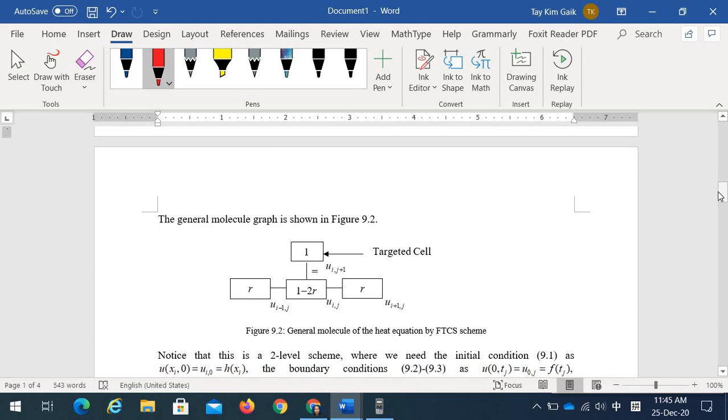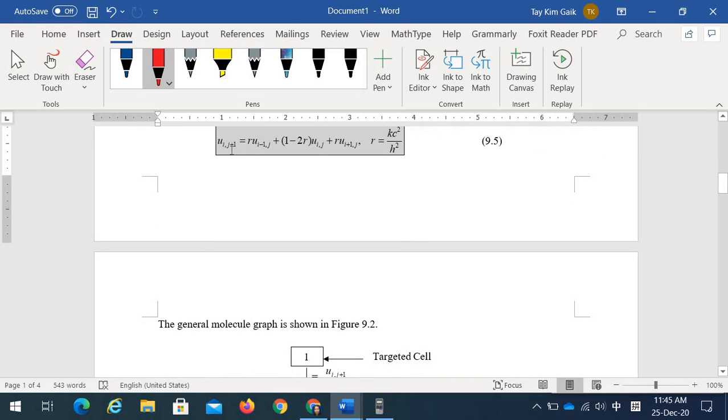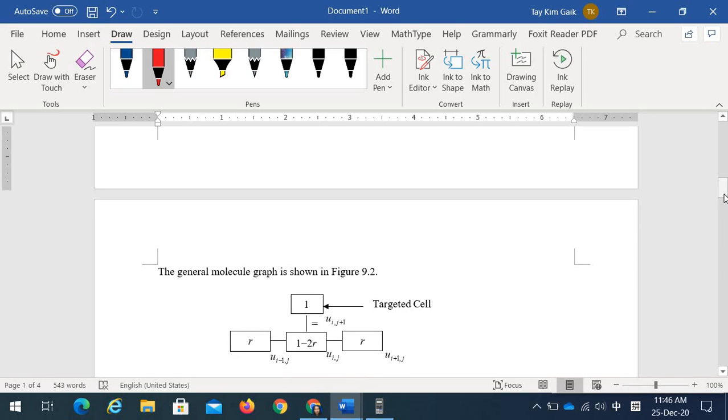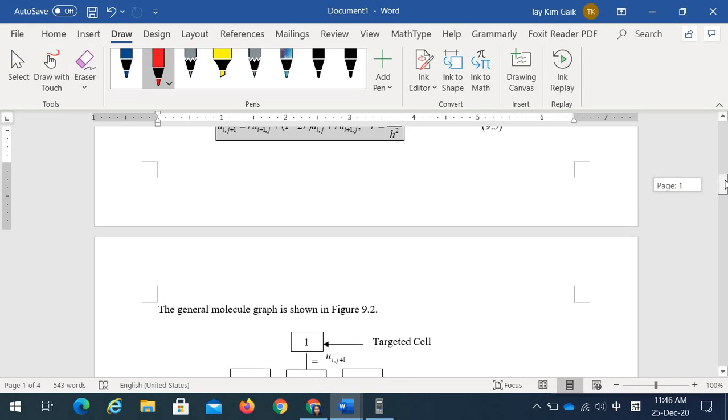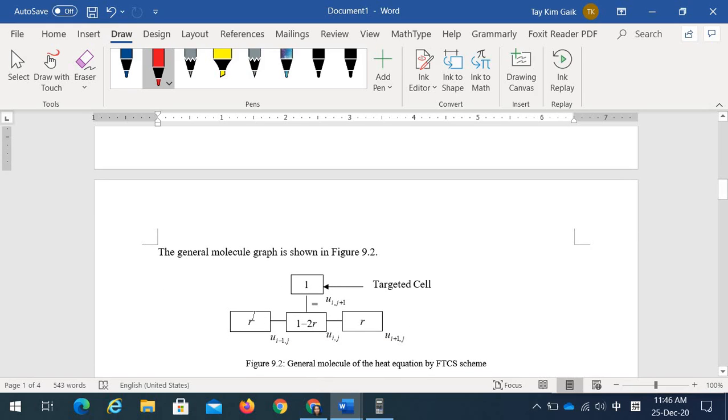So we'll get the molecule like this: 1 time u_i,j+1. This is in equation form; we will turn it to molecule form. 1 time u_i,j+1 is on top. I is at center, j+1 is on the top level. Depending on r times u_(i-1),j, these are all at level j. u_(i-1) means left, i center, i+1 right. So left is r times, right also r times, and the center is 1 minus 2r.